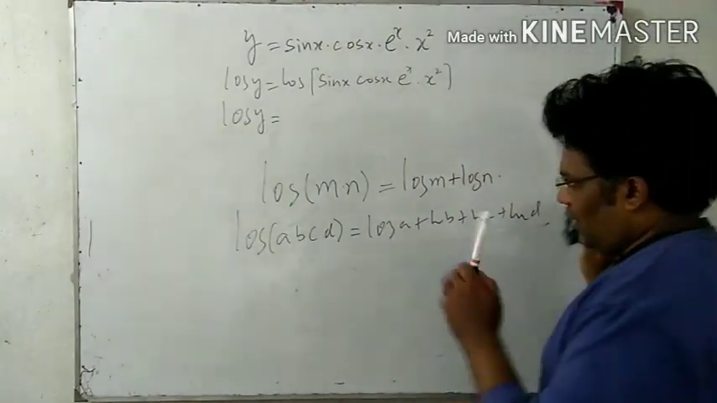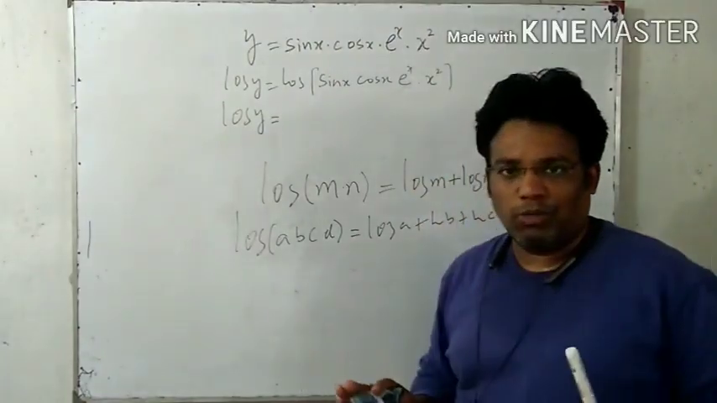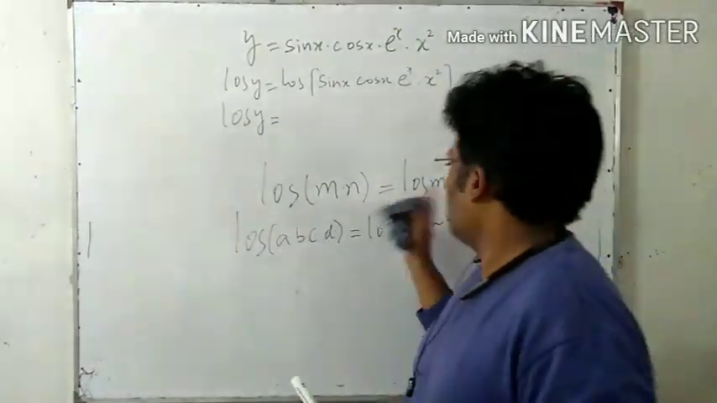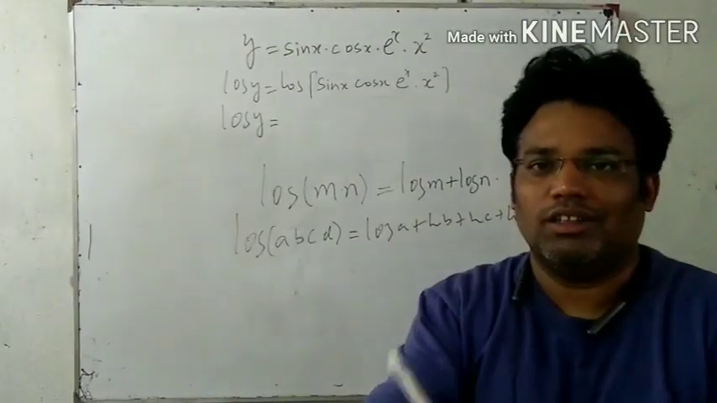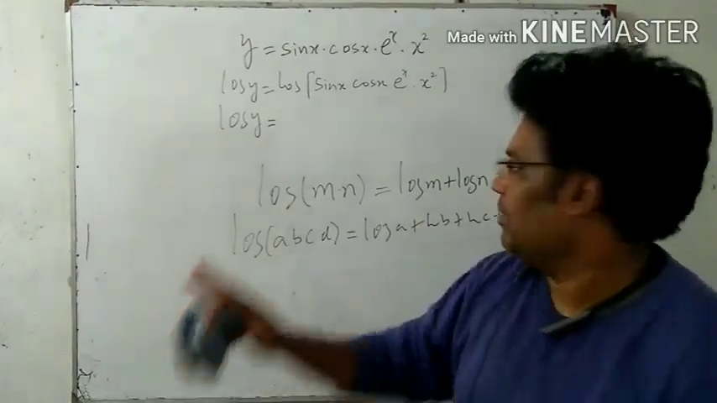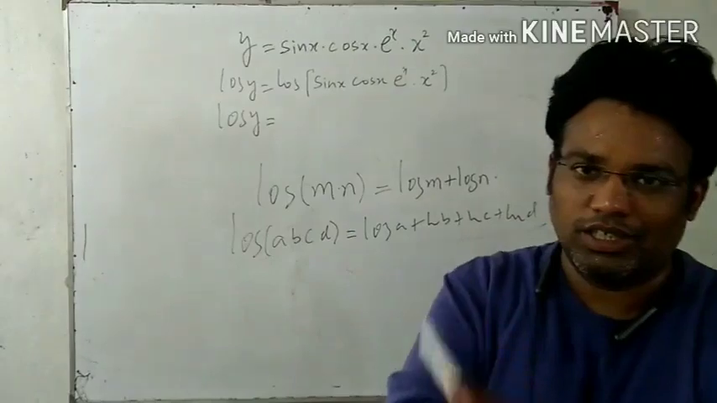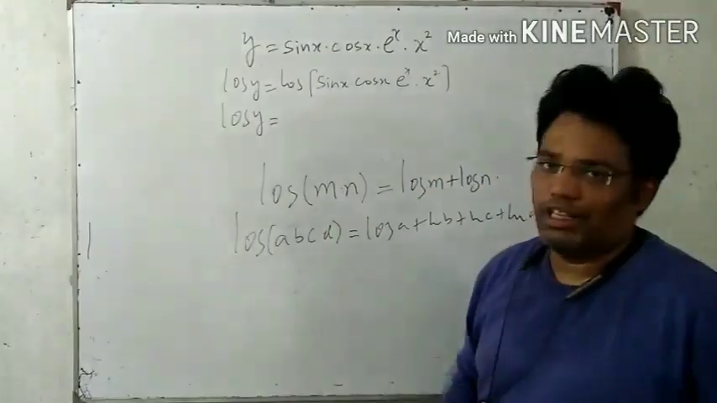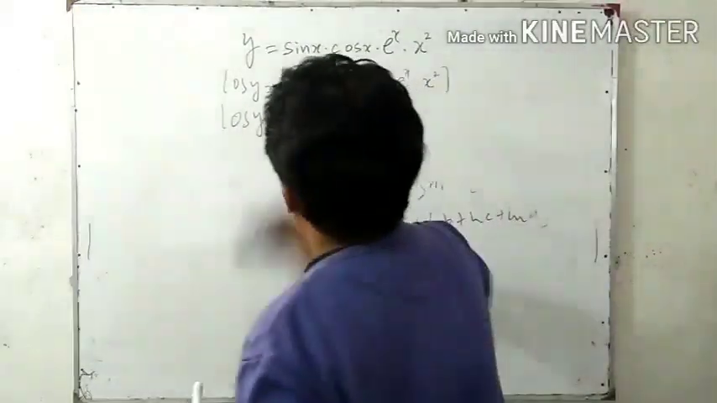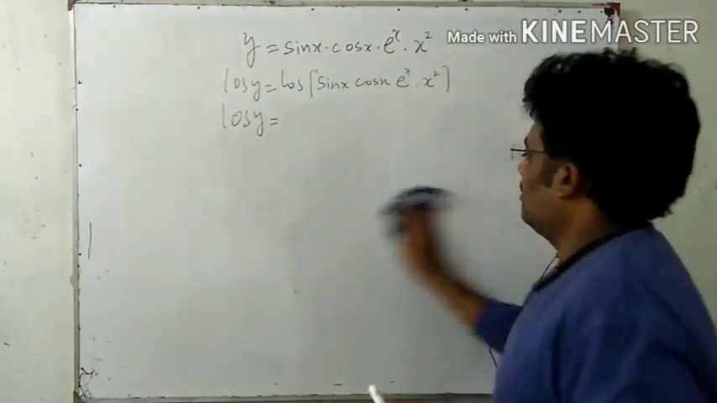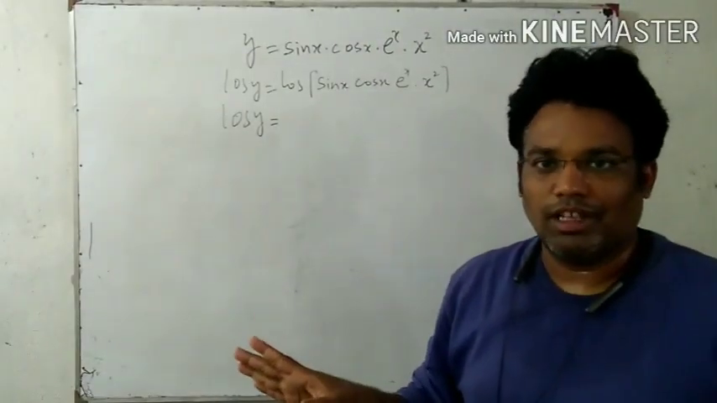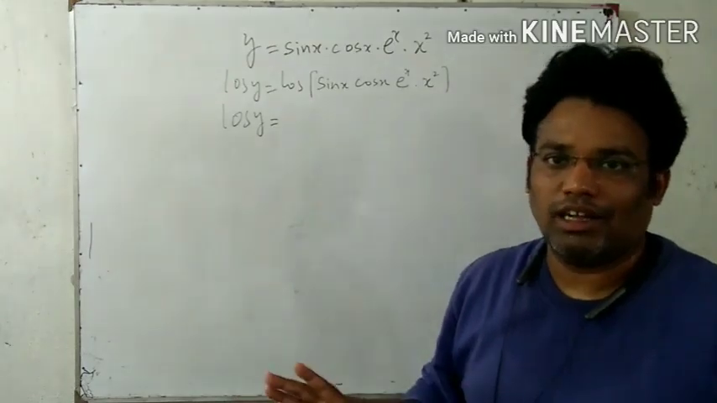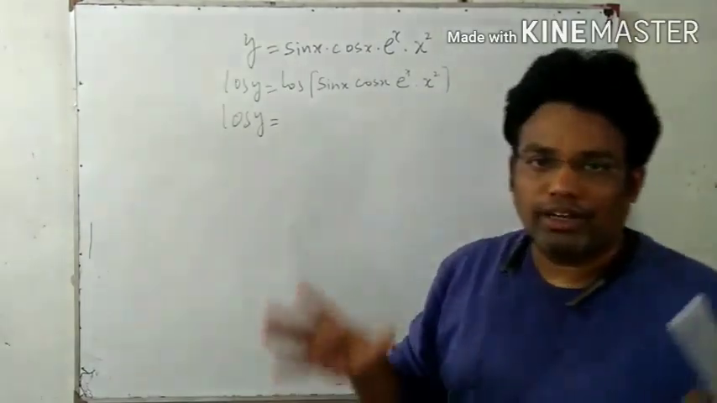Clear? So now this is not differentiation. Point to be noted: log mn being log m plus log n is not differentiation. This is a property of log. There is no connection between this and differentiation. See, there is no smell of differentiation yet. Just you are using log and trying to simplify.